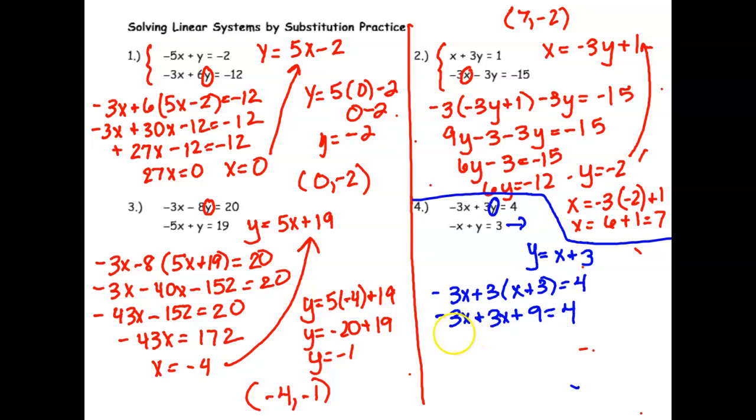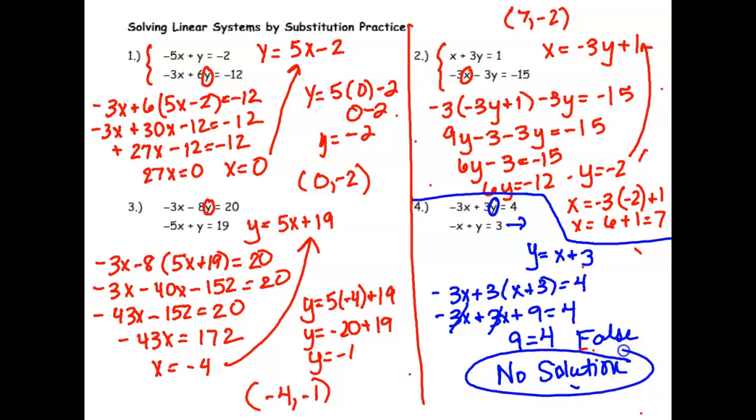Now watch what happens here. The negative 3x and the positive 3x cancel out. We're left with 9 is equal to 4. So this is one of our special cases. 9 equals 4 is false. So that means our solution is no solution. Okay, so what's going to happen, actually, if you graph both of them on Desmos, you will see that they both have the same slope, so they're parallel, so there's no way it's ever going to cross. So that's how we run into the no solution situation.